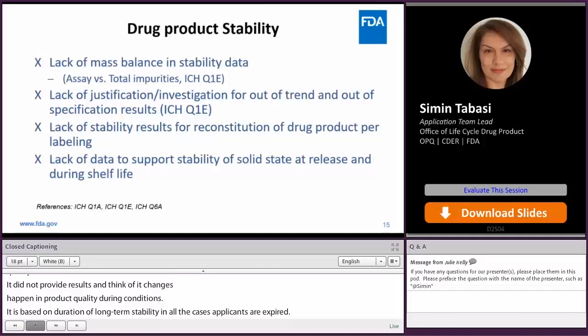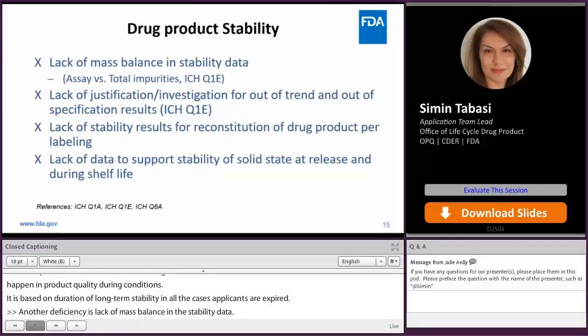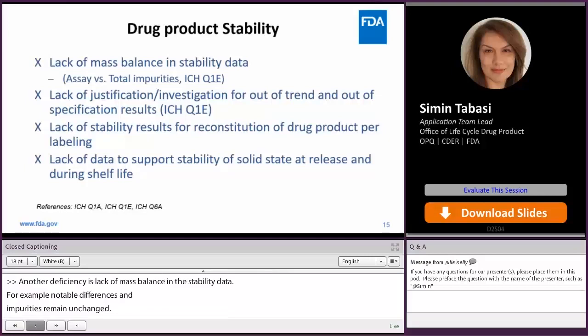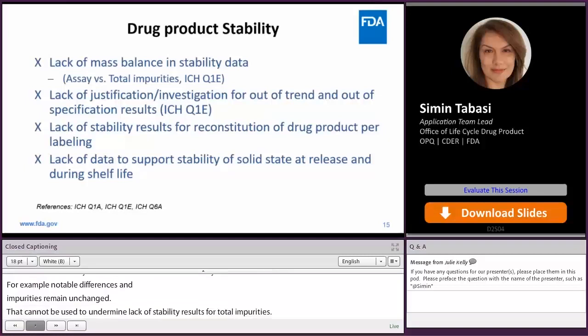For example, noticeable decreasing trend in assay, but total impurities remained unchanged. Please keep in mind that although during method validation and forced degradation studies, mass balance between assay and impurity methods may have been established, that cannot be used to undermine lack of mass balance in stability results of assay and total impurities. Next is lack of justification and investigation for out-of-trend and out-of-specification results.